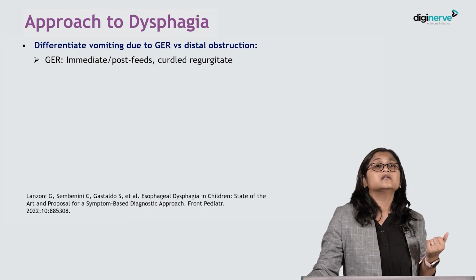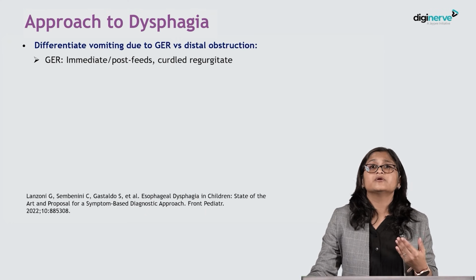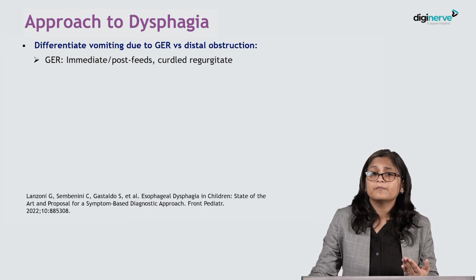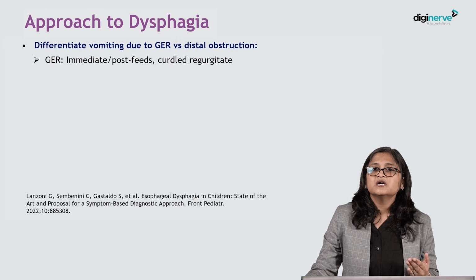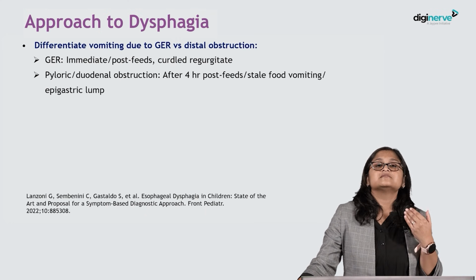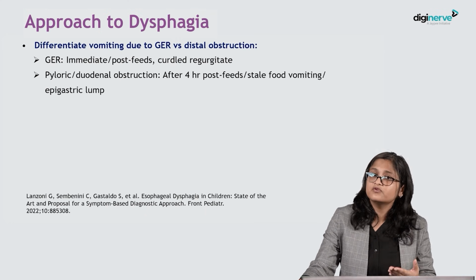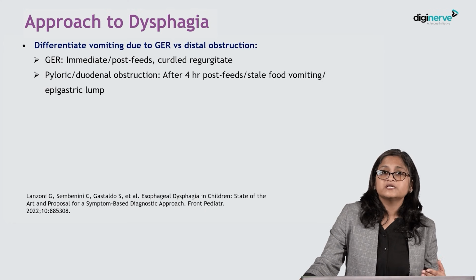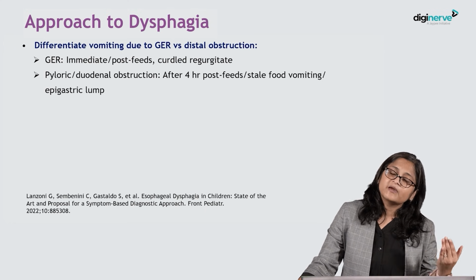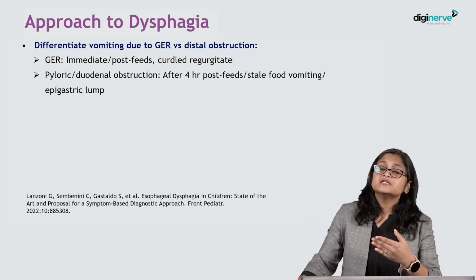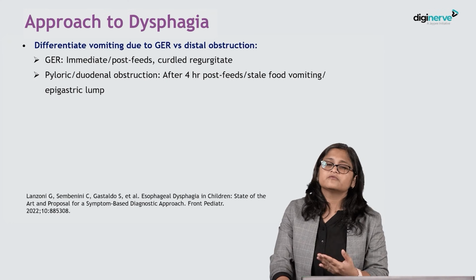But if it is an obstruction, for example, a duodenal web or a pre-pyloric web which is presenting with vomiting, there will be history of an epigastric lump, there will be history of stale food vomiting. So these are the points which will point towards a mechanical cause in the distal part of the stomach or in the proximal part of the duodenum.